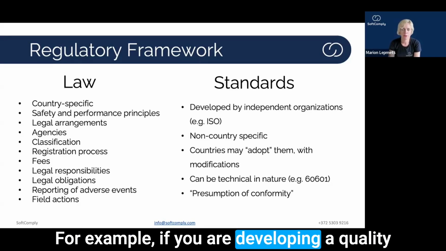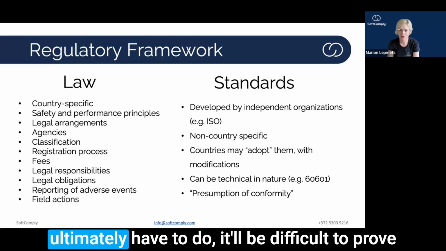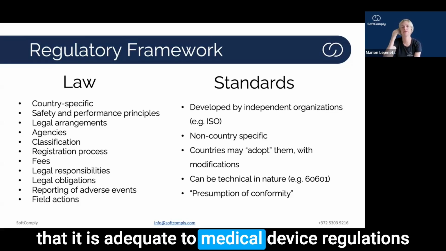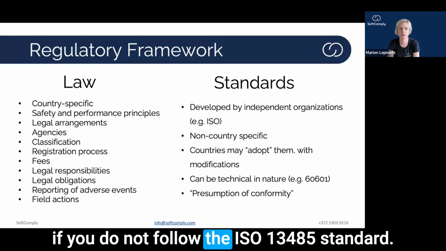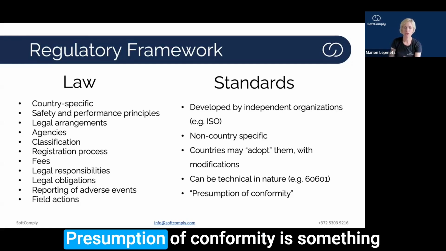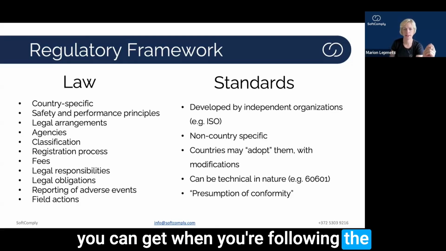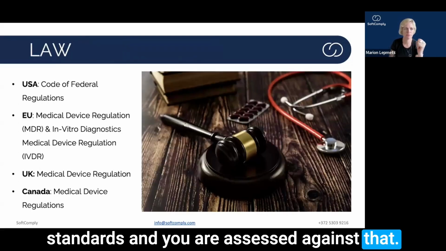For example, if you are developing a quality management system for medical devices, which most medical device companies will ultimately have to do, it will be difficult to prove that it is adequate to medical device regulations if you do not follow the 13485 standard. Similarly, when you have risk management of a medical device, best to follow the ISO 14971. Presumption of conformity is something you can get when you're following the standards and you are assessed against that.